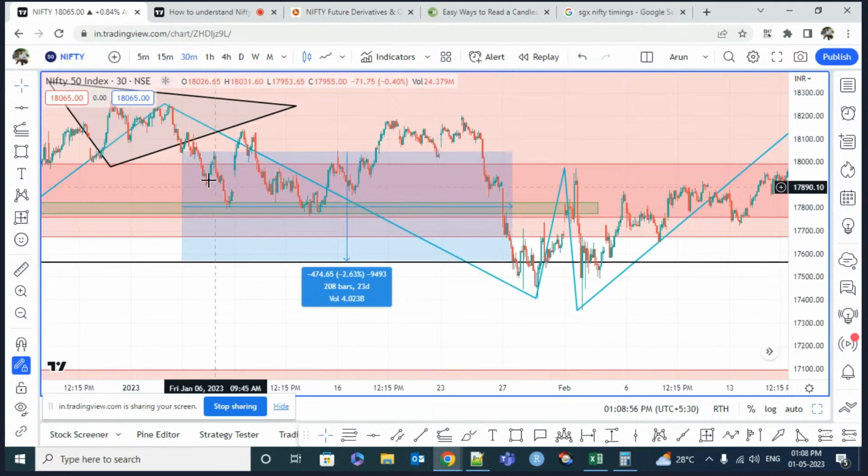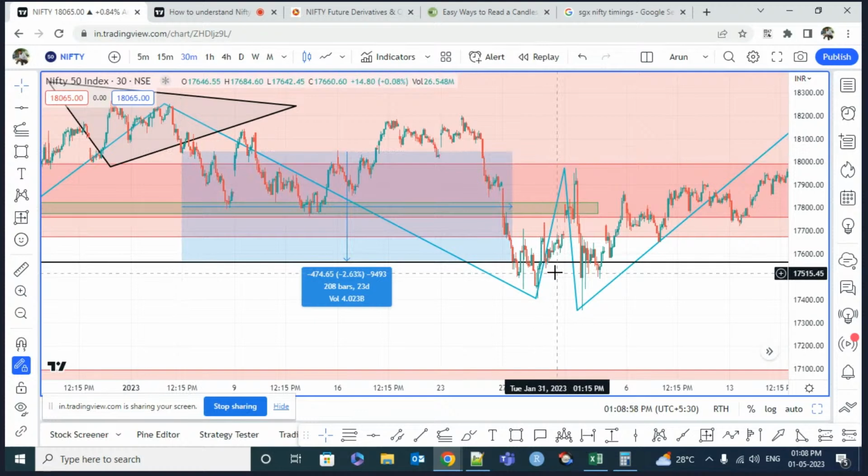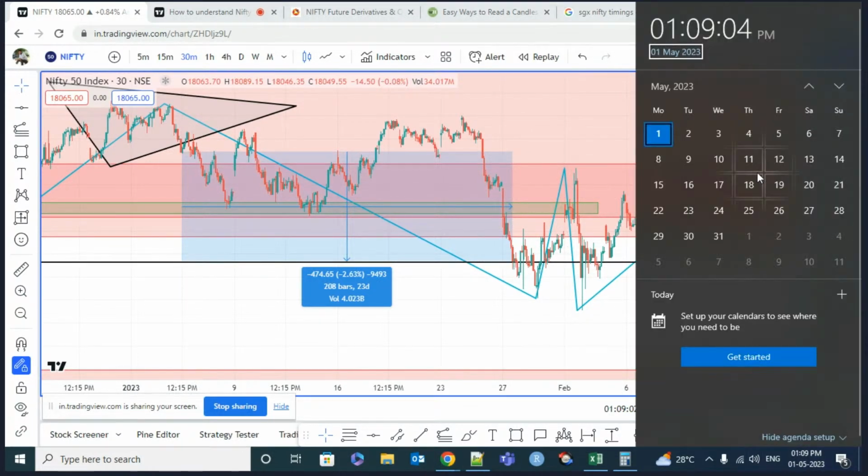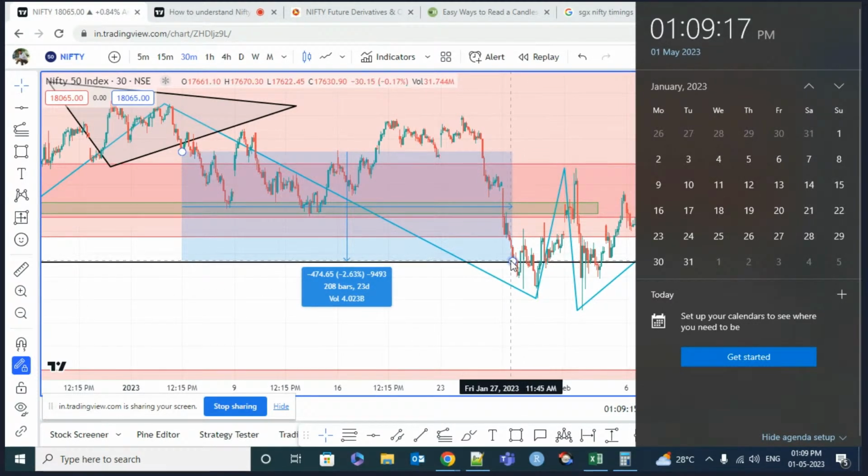The target here it has reached on 27th of Jan. Our entry was on 4th of Jan. This target was reached on 27th of Jan. Let's see, 4th Jan, yeah. The 4th of Jan is here, and then this is 27th of Jan. So 27th, is it? Yeah. So let's consider the 27th of Jan.